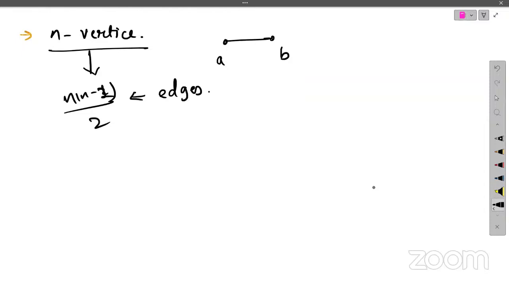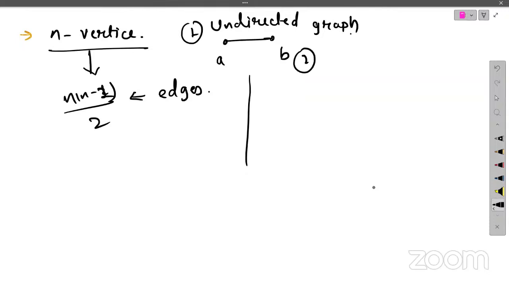Right? Why is this a condition? Because here we are considering two facts. The first fact is this is an undirected graph. And the second fact is we are not considering the self loop. Self loop means we are not considering an edge whose starting point and ending point are the same.